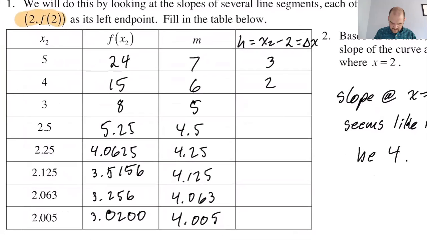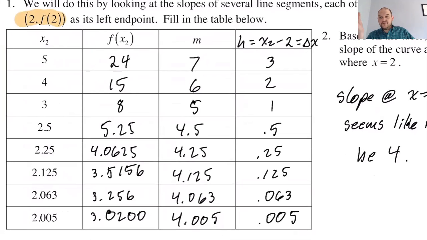Then it was 2. Then it was 1. Then it was 0.5, 0.25, 0.125, 0.063, 0.005. Do you see another pattern?